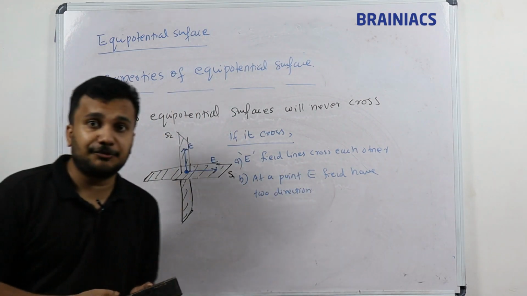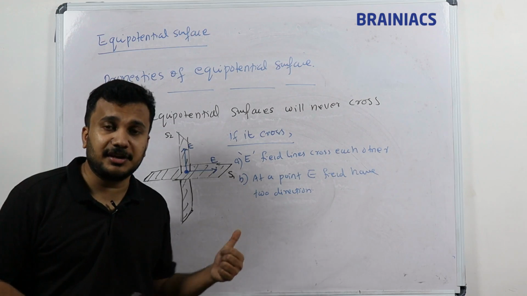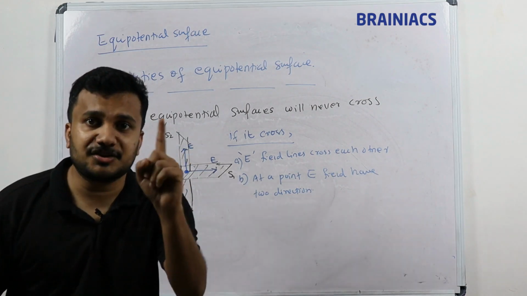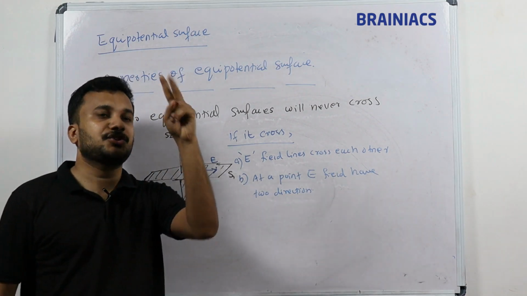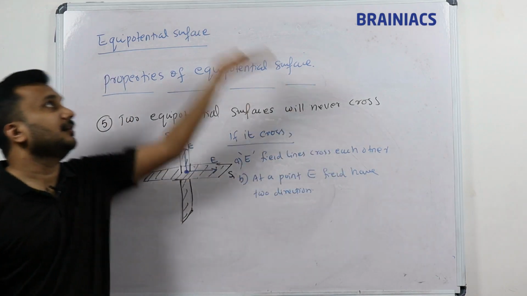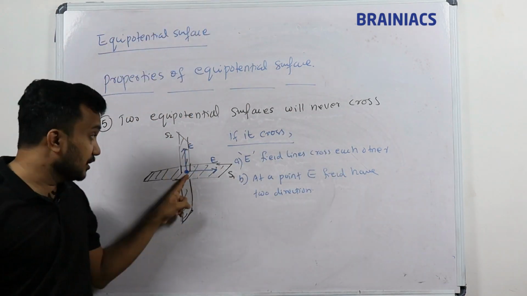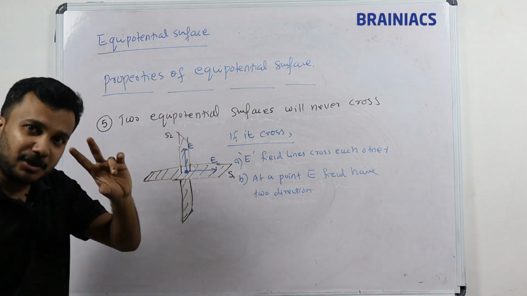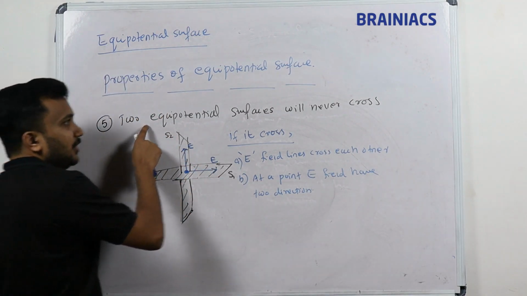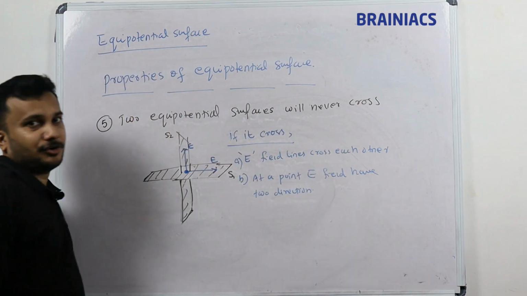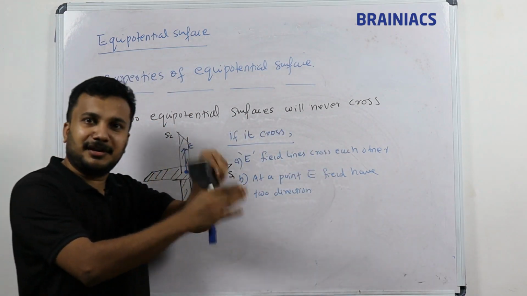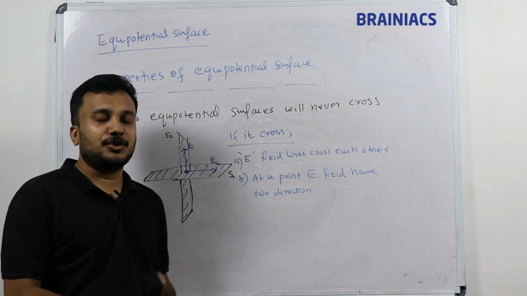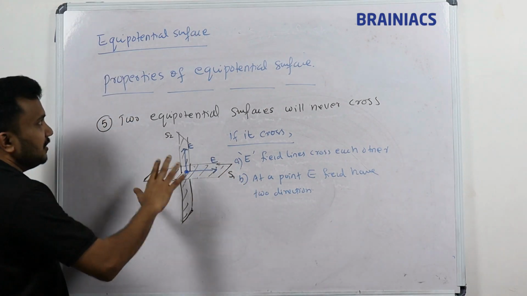The electric field should not have two directions at a point because it is a vector quantity. A vector quantity has only one direction at a certain point, not two. Here there are two directions, right and upside, at a single point. Not possible. Because of these two reasons only, equipotential surfaces will never cross or cut each other.